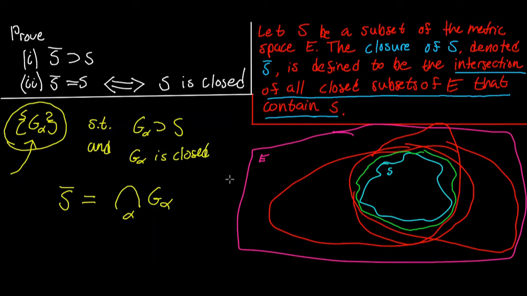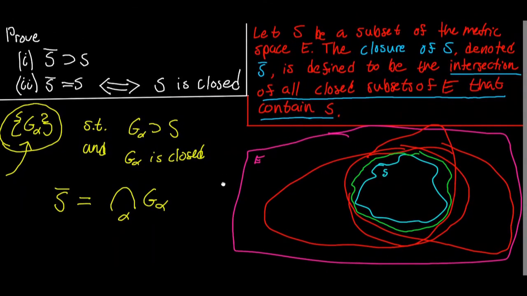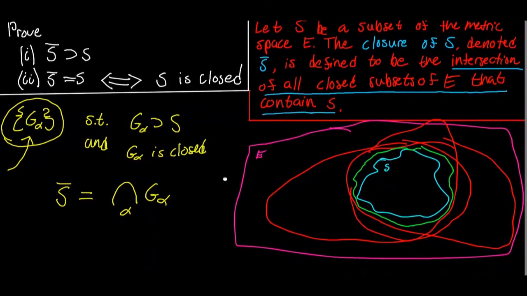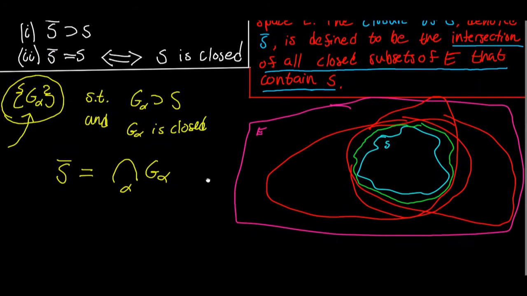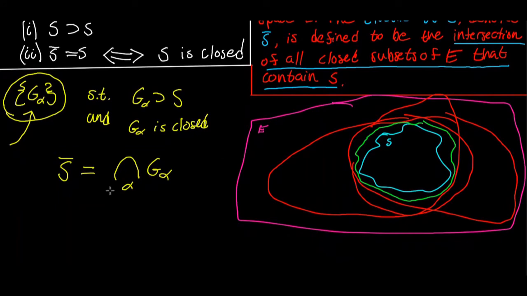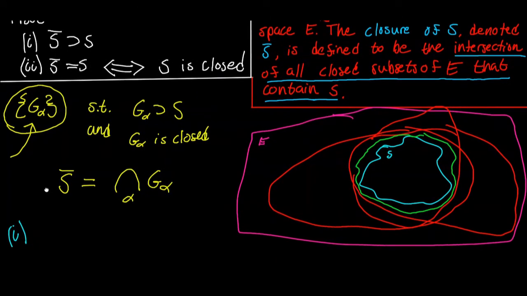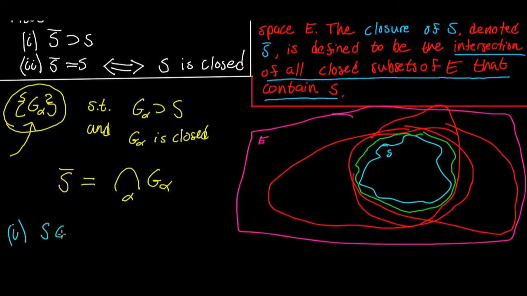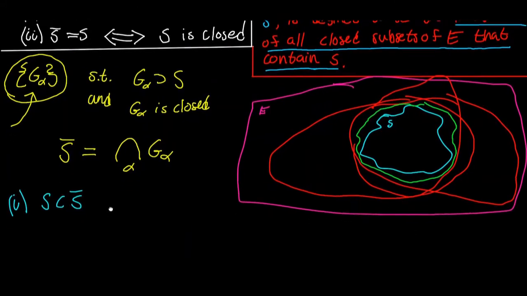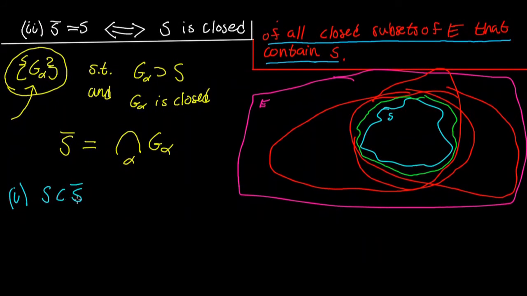Okay, so now that we have an intuition behind what the closure of S is, let's first prove that the closure of S contains S. So let's prove number 1 here. If I want to prove that the closure of S contains S, that is to say that S is a subset of the closure of S, remember that by the definition of subset, I have to show that if I take any element in here, then it must also be in here.